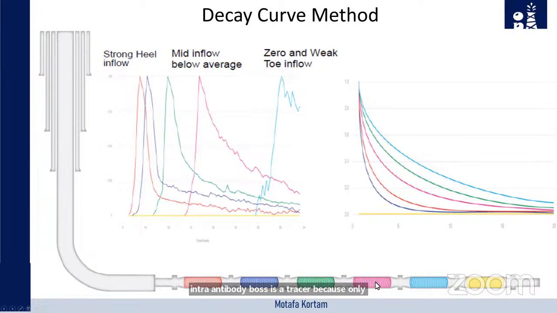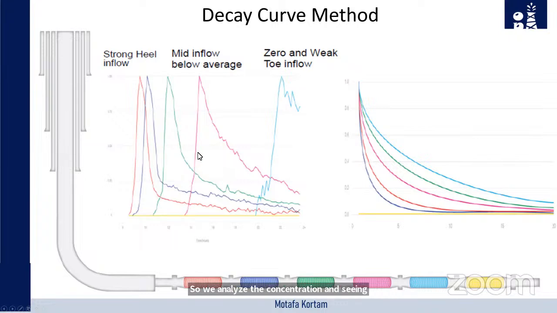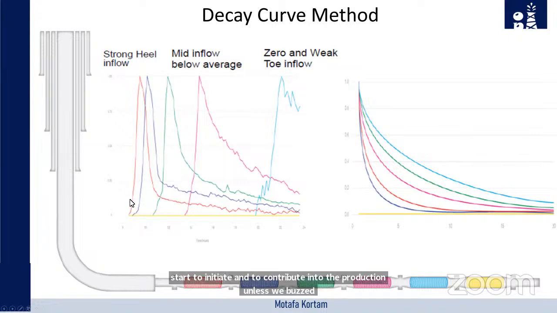So once it flows through, the tracer dissolves and flows. We analyze the concentration and see how it progresses and develops over time. For example, this type of tracer didn't start to initiate and contribute to the production until we passed 14 hours. So the initial production firstly comes from these intervals.